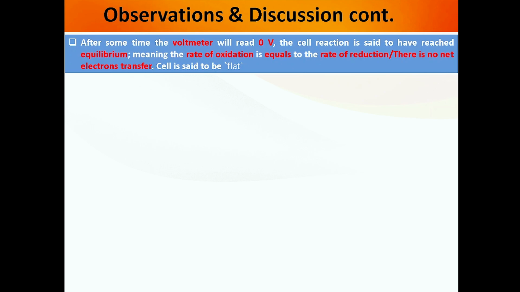In other words, the rate of oxidation equals the rate of reduction. That is the only time where the voltmeter will start registering 0 volts. That means there is no electron transfer still taking place between the two half cells. Very, very important. So in that way, we conclude by saying the cell is said to be flat. Remember, we are looking at half cells reacting together. Because the voltmeter is now registering 0, that means the battery is flat.